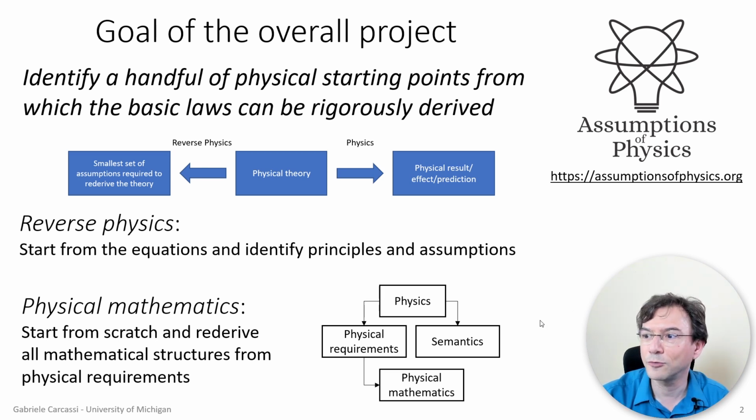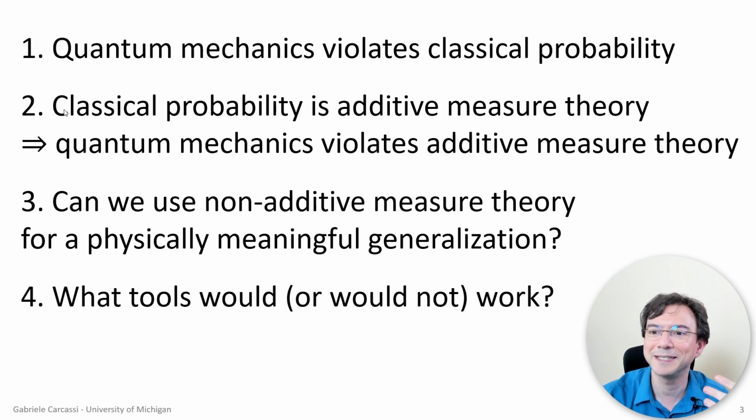So the reason why I went to the conference, of course, is not to discuss physics, but is because quantum mechanics violates classical probability, and this is something that we have known for more than a century now. And classical probability is really additive measure theory. It's an additive measure that is bounded to 1 on the full space. And quantum mechanics, therefore, can be seen to violate additive measure theory. And so the question is, can we use non-additive measure theory for a physically meaningful generalization? And what tools should or should we not use to achieve this goal? Okay, so this is basically the purpose of the talk.